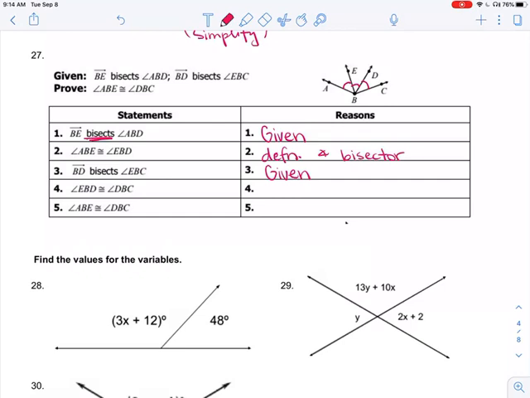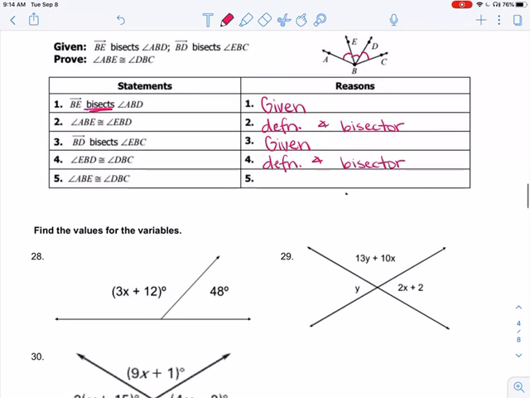EBD is congruent to DBC. That is the same definition of angle bisector. And ABE is congruent to DBC. It's a bit jumbled up here, but this is our transitive property of congruence. If 1 is the same thing as 2 and 2 is the same thing as 3, then 1 and 3 are the same.